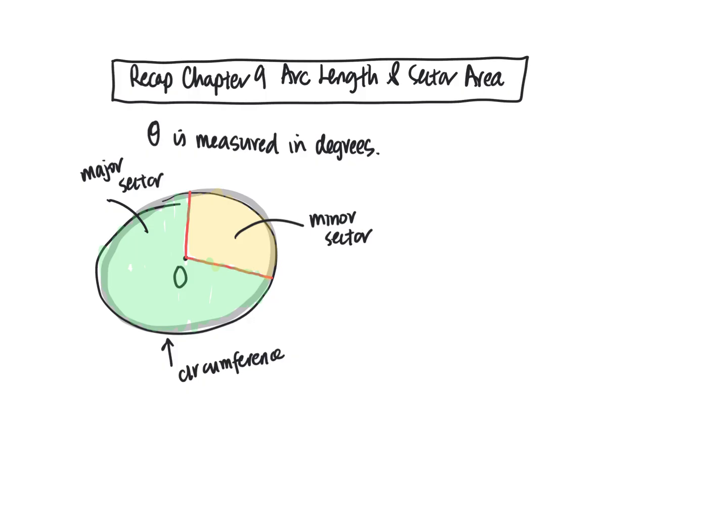Okay, so remember, a sector must be cut from the center of the circle. It's like a slice of pizza that is cut from the middle of the circle.